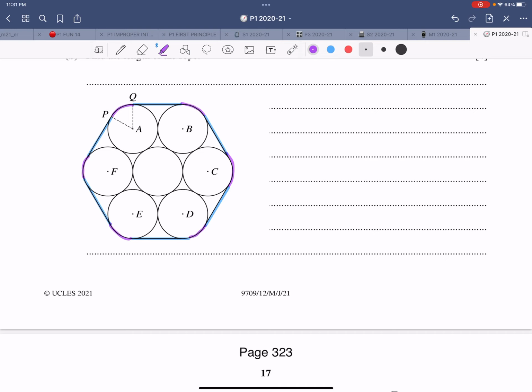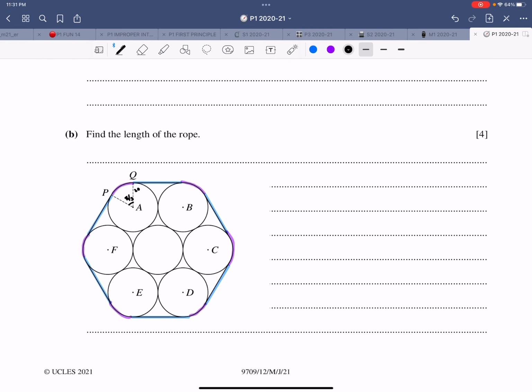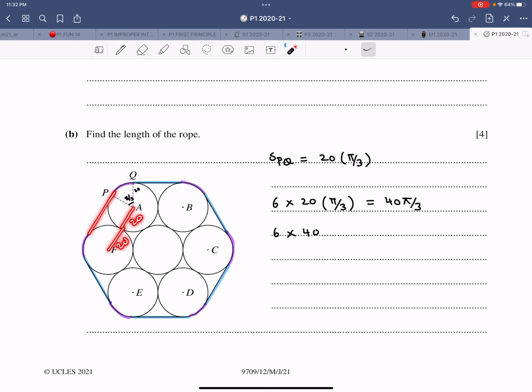So now this thing, let me enlarge it. This thing is pi by 3. This thing is 20. Can I find PQ? Arc length PQ is equal to r theta, that is 20 multiplied by pi by 3. So 6 multiplied by 20 into pi by 3, that is 3 ones are 3, 3 twos are 6, that is 40 pi by 3. And similarly 6 multiplied by 40, that is because of the radius and the radius. This radius is 20, this radius is 20, therefore this thing is 40. So therefore this is 6 multiplied by 40, that is 240.